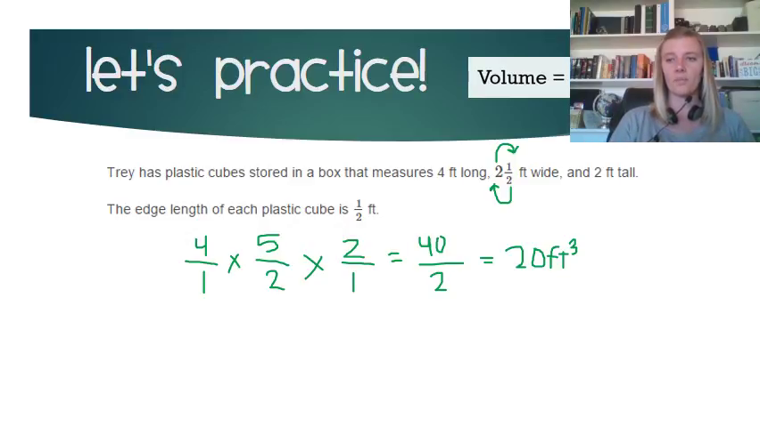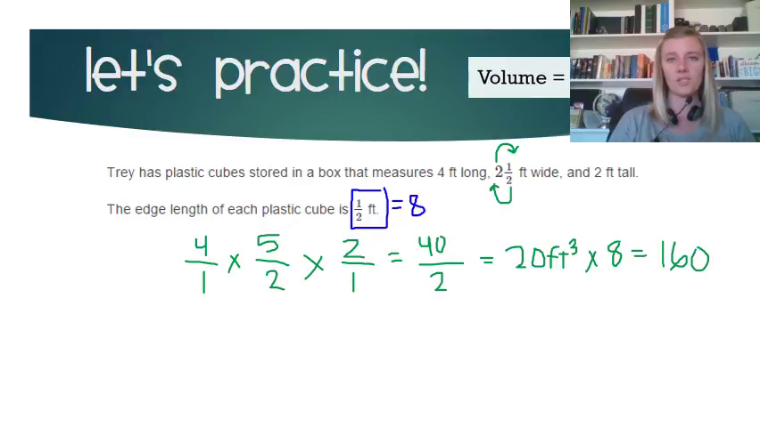So if we look back at our cheat sheet, we know, remember, that 1/2 inch in length is going to equal a total of 8 to make up 1 whole unit cube. So we're going to take our volume, we're going to multiply that by how many cubes it takes to make one whole unit cube, and multiply them. So if I have 20 times 8, that is going to give me 160 total cubes that will fit in that box.